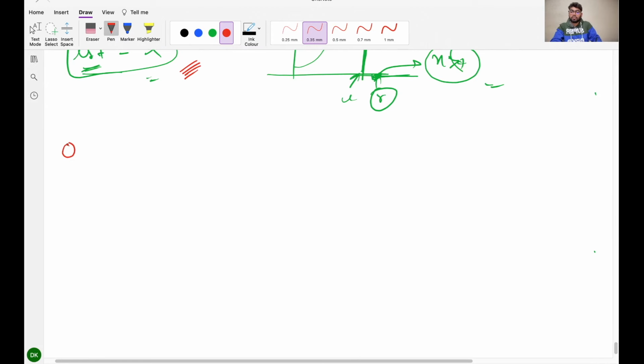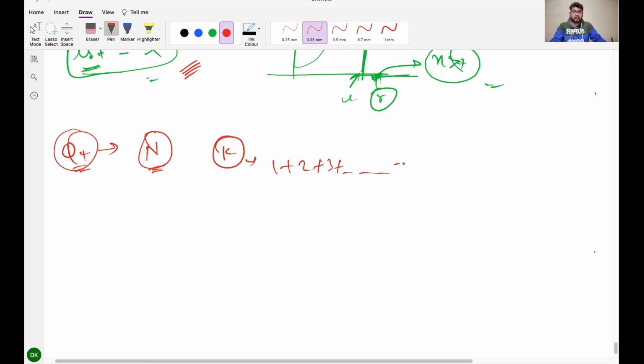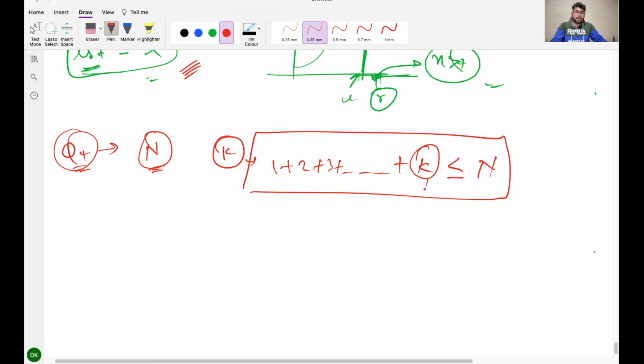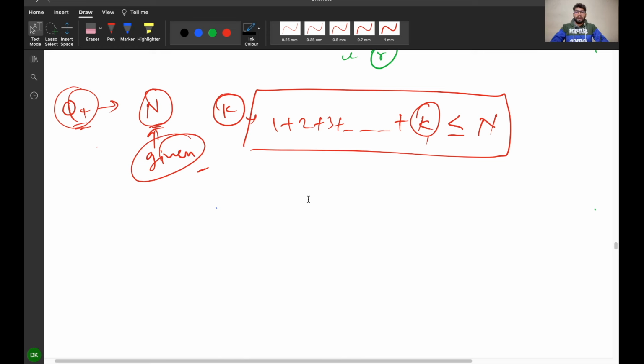Okay, now I have question number 4, and this is a pretty awesome question. I am given n, and I have to find k such that 1 plus 2 plus 3 plus 4 and so on, plus k, is less than or equal to n. I have to find this k. Now let's apply the 4-step process and check if it is a problem of binary search or not, and if it is, then how can we tackle this.